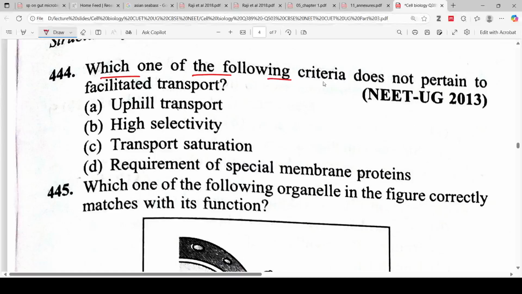Which one of the following criteria does not pertain to facilitated transport? Active transport, high selectivity transport, saturation, and requirement of special membrane protein. So the correct answer will be option A. Next question.